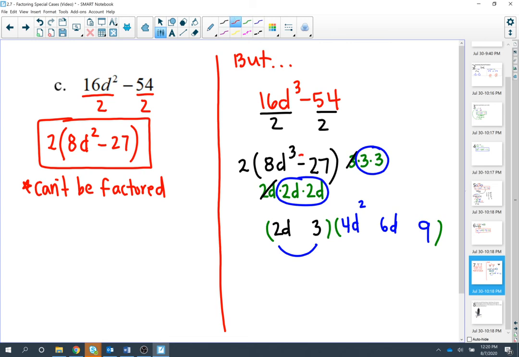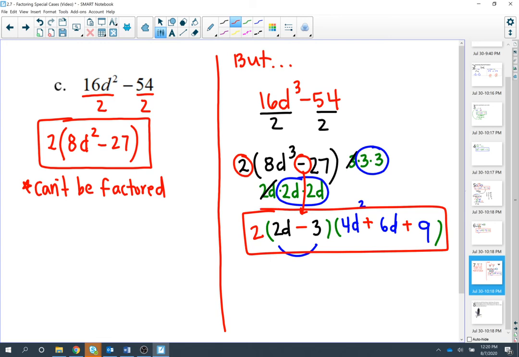Look at your original sign. Same, opposite, always positive. And then on this particular case, don't forget your greatest common factor. So we're going to take our 2, we're going to put it down there in the front, and this would be factored. So don't forget about that 2, I don't have it in the box.